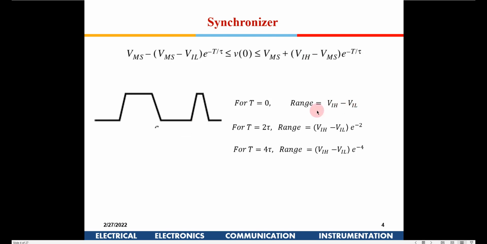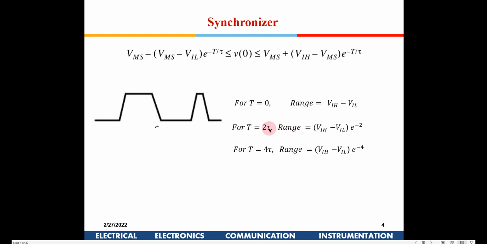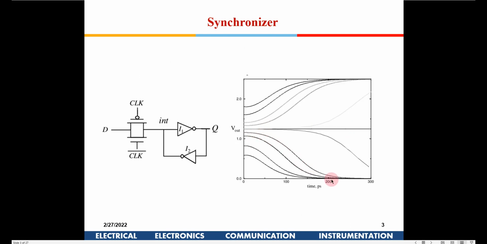Okay, it signifies that. And if I am using a synchronizer like this, and I am allowing a settling time of 2 tau, then only this portion of the signal, that is VIH minus VIL into e to the power of minus 2, will cause me an issue. That means even if the signal is slightly above VIL, it will not cause me a problem because there is a synchronizer which will pull it down to the required level, right? Is it understood now?